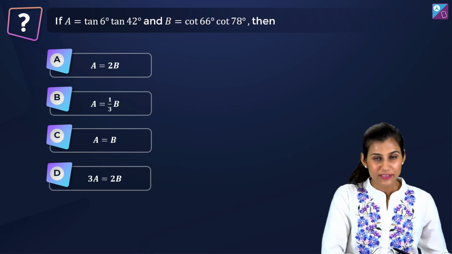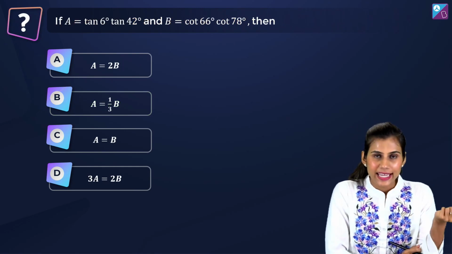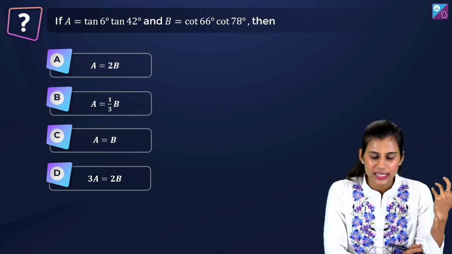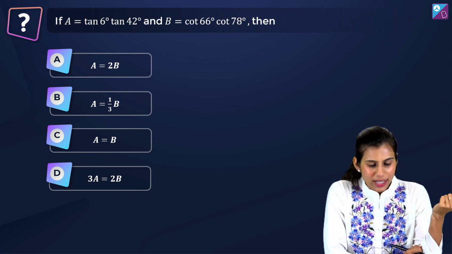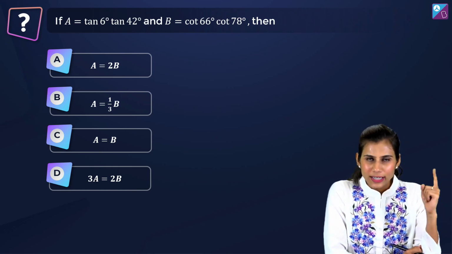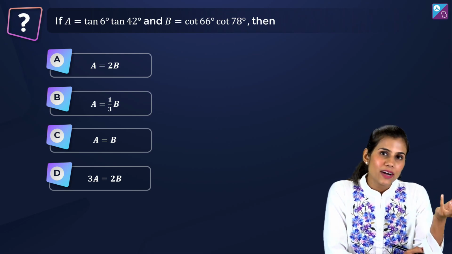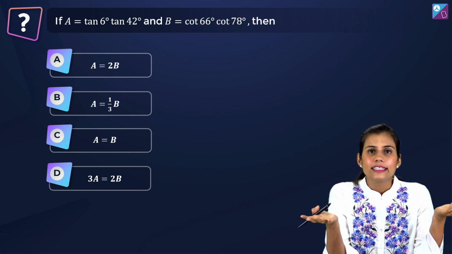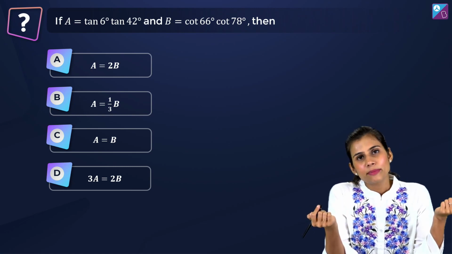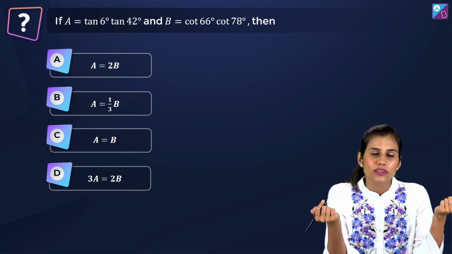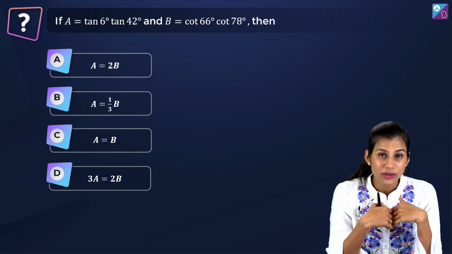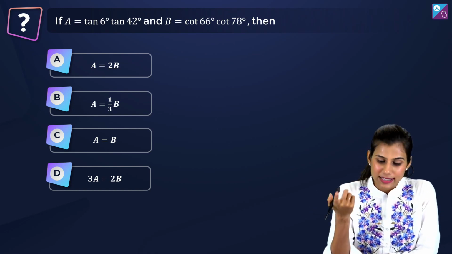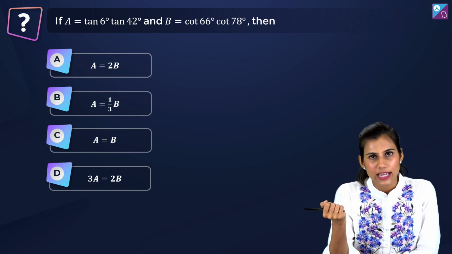Okay, moving ahead, we have this question. It says if A is tan 6 degrees into tan 42 degrees and B is cot 66 degrees times cot 78 degrees, then what is the relationship between A and B? Now, one approach could be to explicitly find A, explicitly find B, and then decode the relationship between them. But that's a very impractical approach because the angles involved here are not standard angles, right? So we cannot actually compute tan 6 into tan 42 and cot 66 into cot 78 to get the values of A and B.